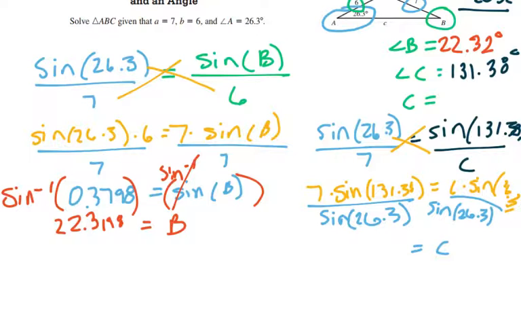So 7 times sine of 131.38 divided by sine of 26.3. And so our c is 11.8673, or 11.87.